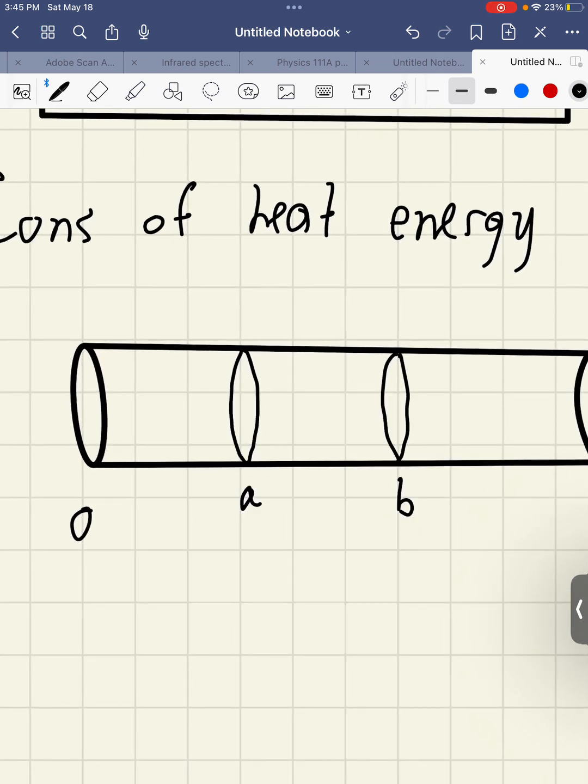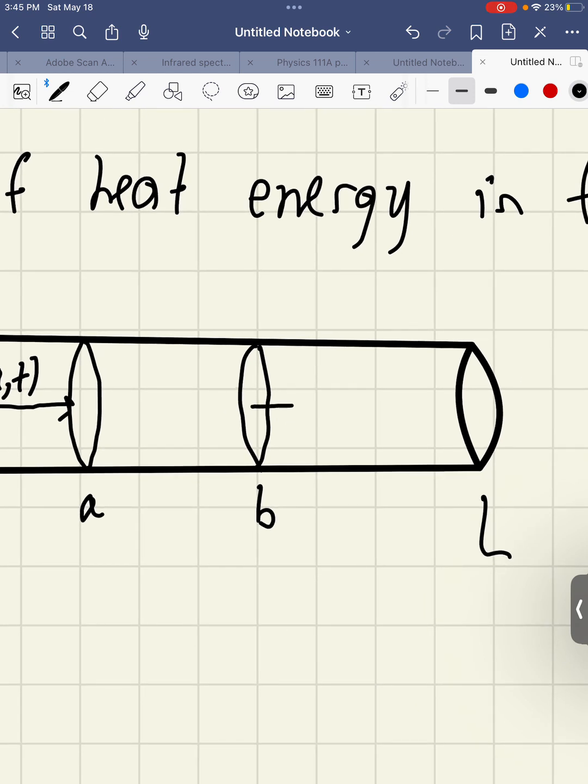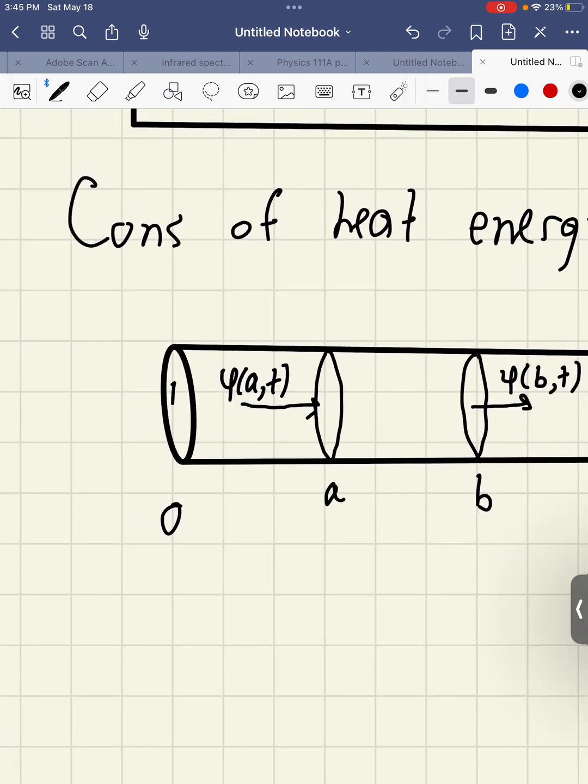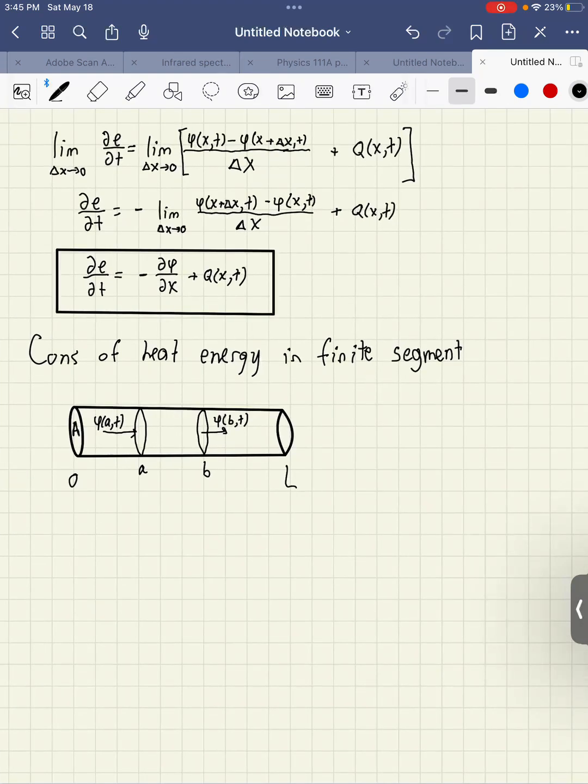Again, we can define our heat flux across the boundary A as phi of A comma t, and the heat flux across the boundary B as phi of B comma t. Let's say our cross-sectional area is still constant. Now, again, we are looking at a one-dimensional rod.